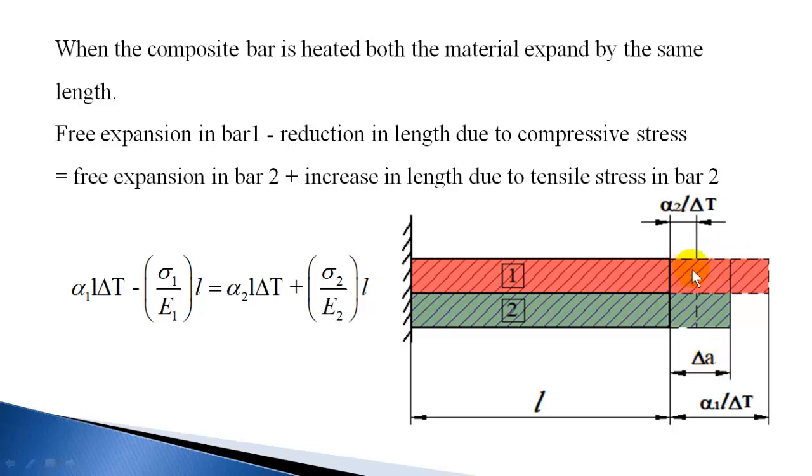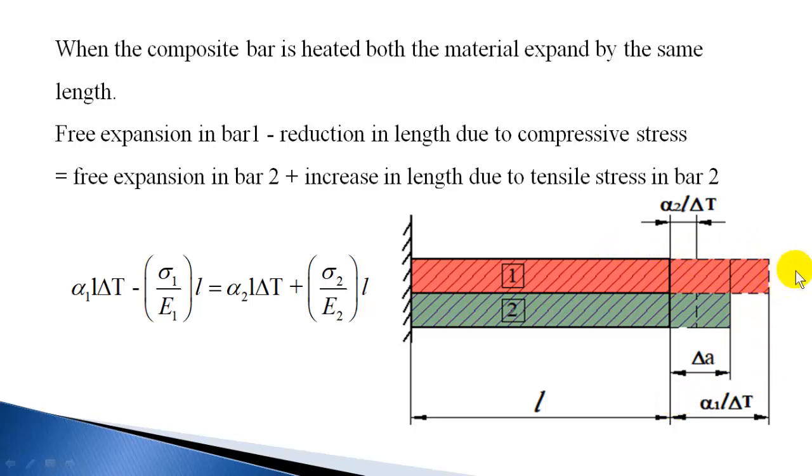Now how do you get delta A in bar 1? Alpha 1 L delta T is the free expansion, and after this, let us assume that it is allowed to expand freely. Initially it is allowed to expand freely, then bar 2 exerts a compressive force and reduces its expansion. So it is expanded freely, so it will expand by alpha 1 L delta T.